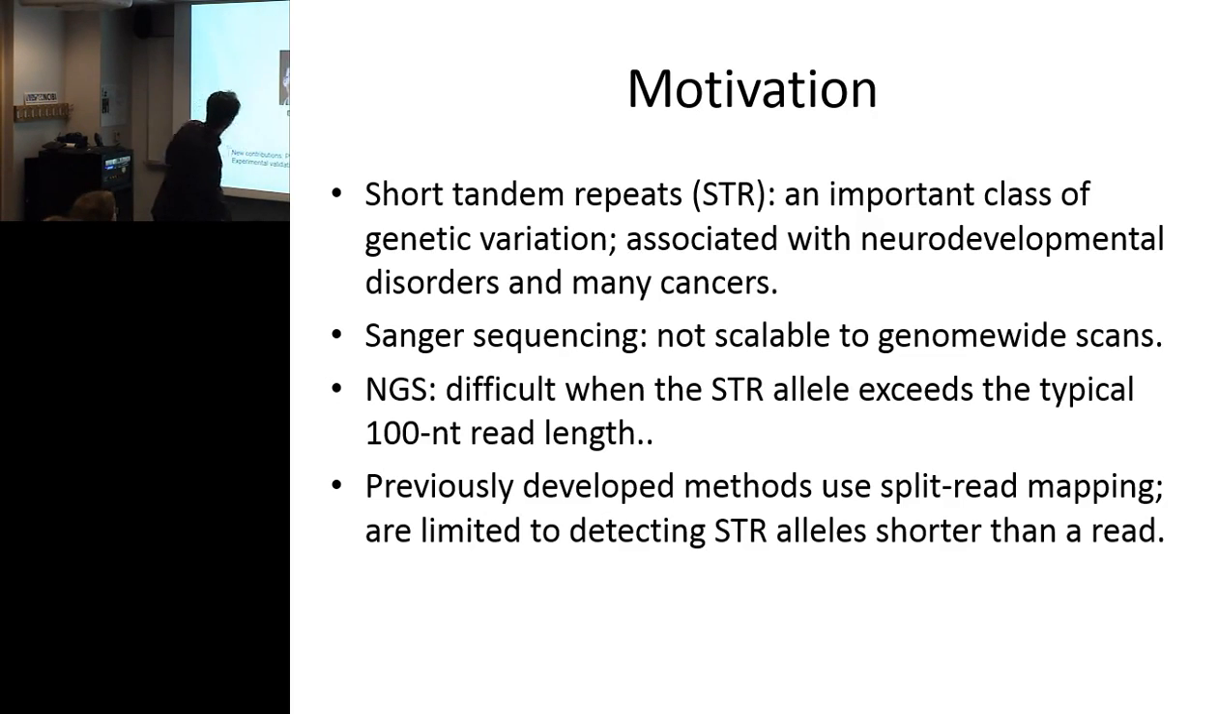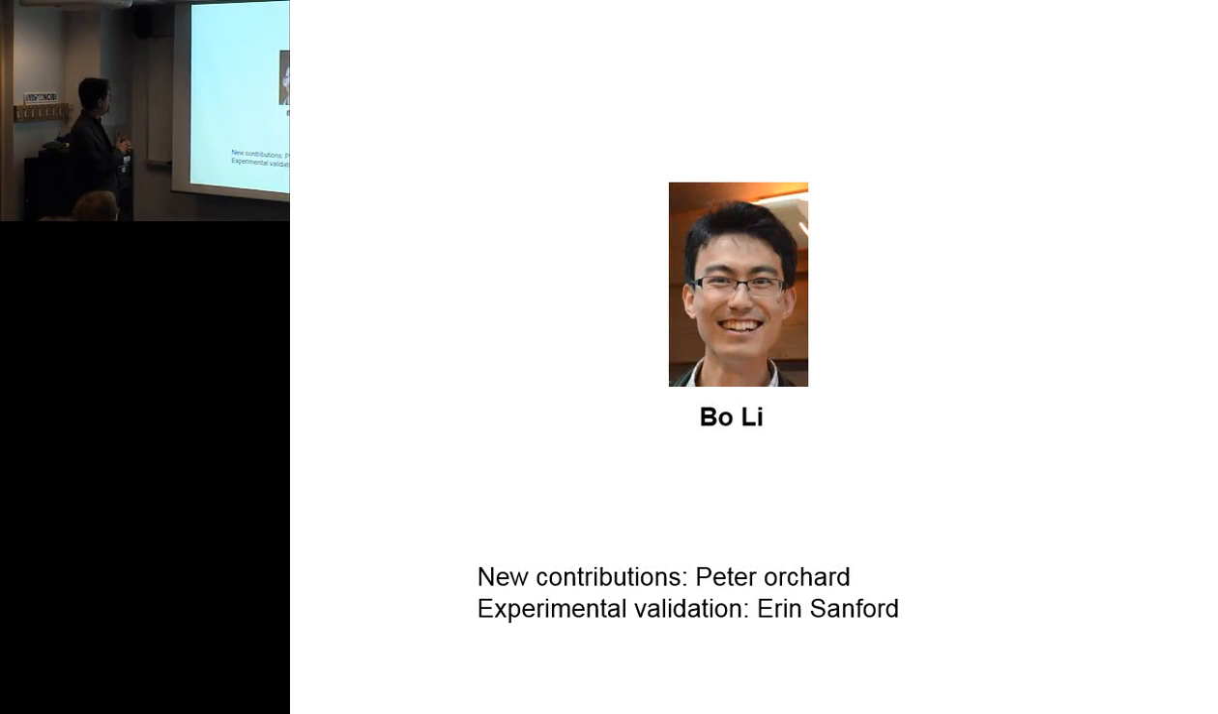So here is where we come in. Bo developed a method to overcome the limit so we can call the longer alleles, longer than a read. Peter, a rotation student, made additional improvement on the method. In Margit's portion, we also have Erin in her group who contributed to the experimental work.